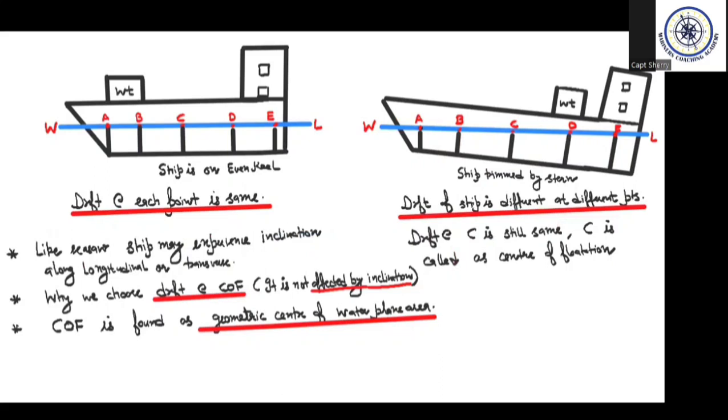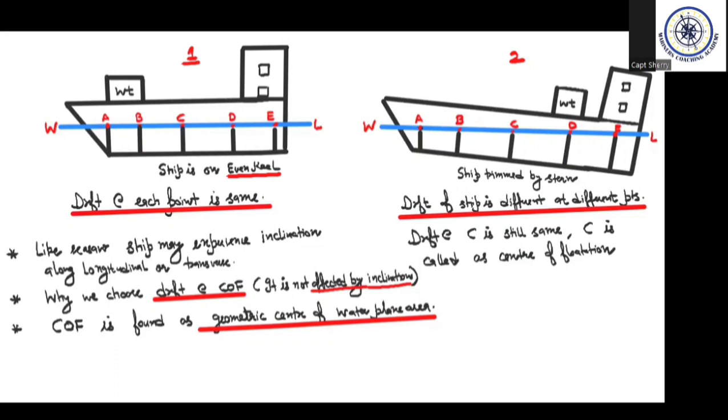Okay, if you see the figures now, figure 1, and there is a ship, and figure 2 also. Now, in figure 1, I have put a weight in the forward section, and the weight is equally distributed among the ship. The ship is on an even keel. If the ship is on even keel, the draft at each point will be the same from the keel. Understood or not?